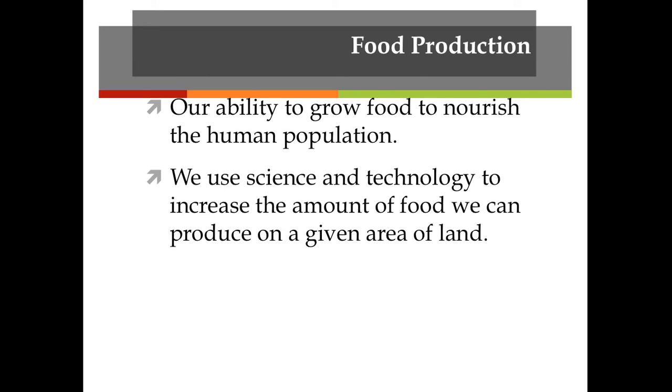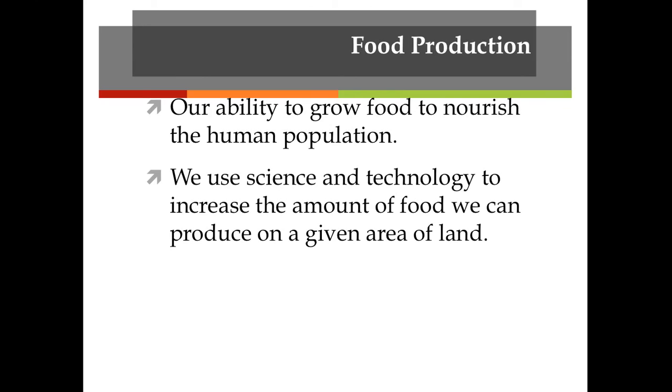So, the second of our five global indicators is food production, or our ability to grow food to nourish the human population. Just as a healthy ecosystem supports a wide range of species, a healthy soil is going to support abundant and continuous food production. So, in order for us to have a food supply that can feed our world, we need to have healthy soil.